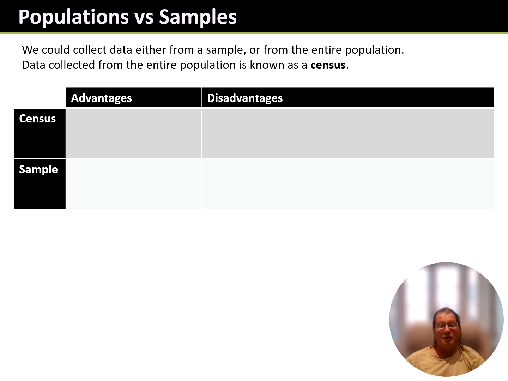Okay, this is the last slide of the video, and I just want you to stop the video and think about the advantages and disadvantages of a census compared with a sample. So as I say, a census is data collected from the entire population, whereas a sample will be data collected from a smaller portion of the population.